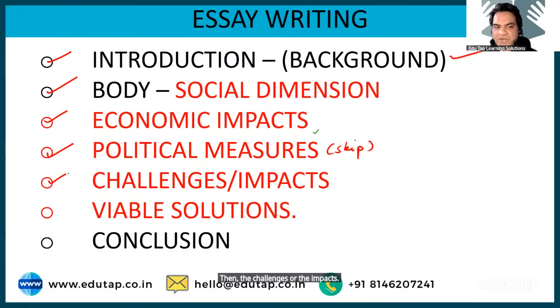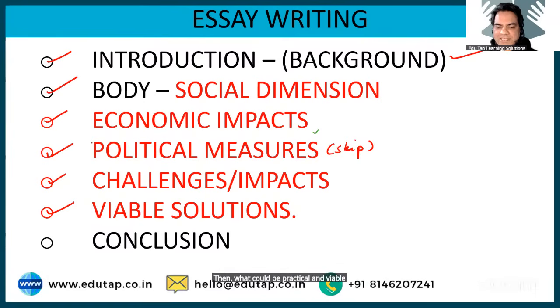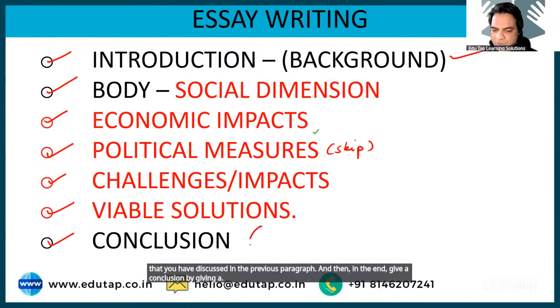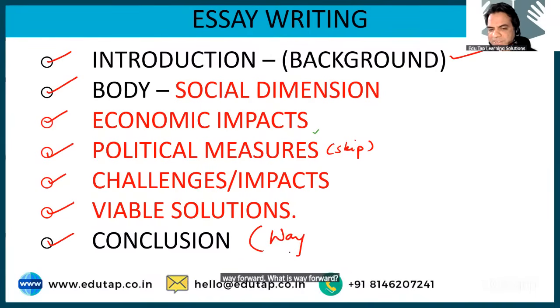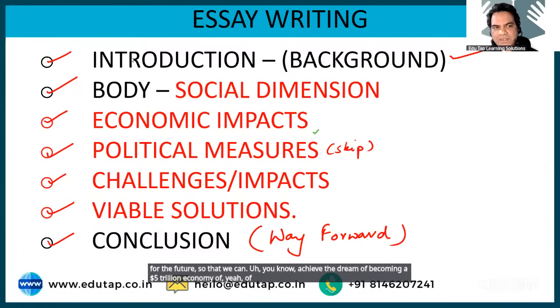Then the challenges or the impacts. What are the prevalent challenges? And what could be the impact of these challenges? Then what could be practical and viable solutions to the challenges that you have discussed in the previous paragraph? And then in the end, give a conclusion by giving a way forward. What is the way forward? You talk about what needs to be done in the future, what steps and measures need to be taken so that we can achieve the dream of becoming a $5 trillion economy, of being in the top three economies of the world by 2027.